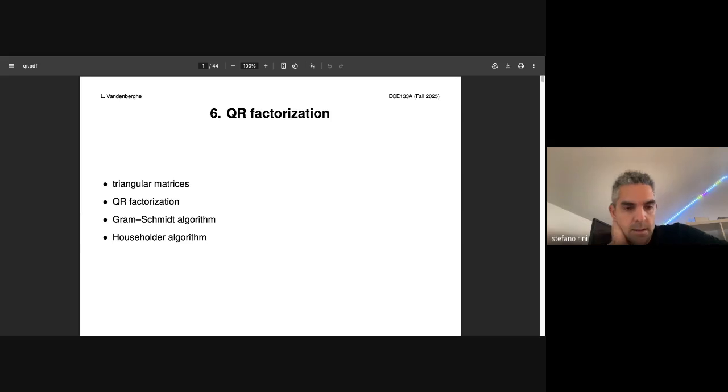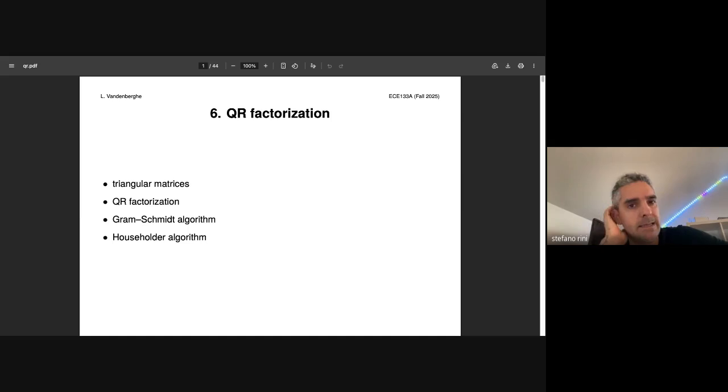Okay, and so if A is square and non-singular, then we go back to what we were saying before, that A to the minus 1 is equal to R to the minus 1 Q transpose. So if the matrix is invertible, then the inverse is exactly R to the minus 1 Q transpose.